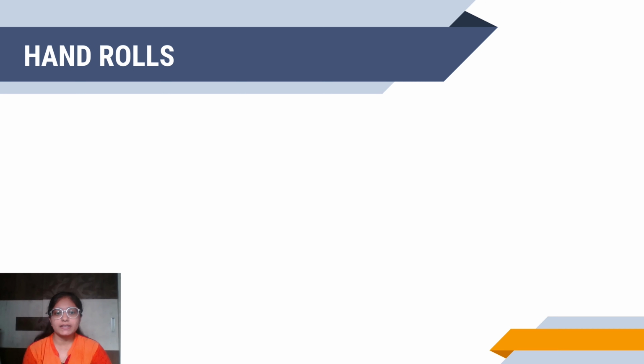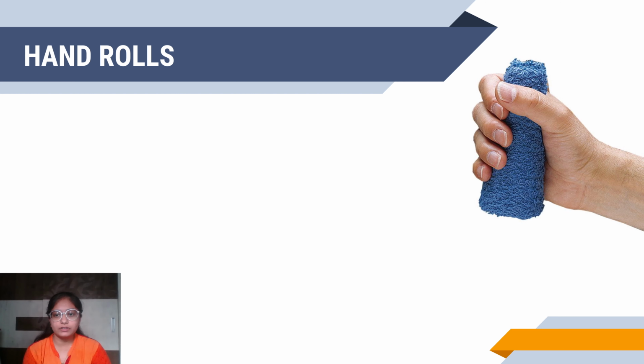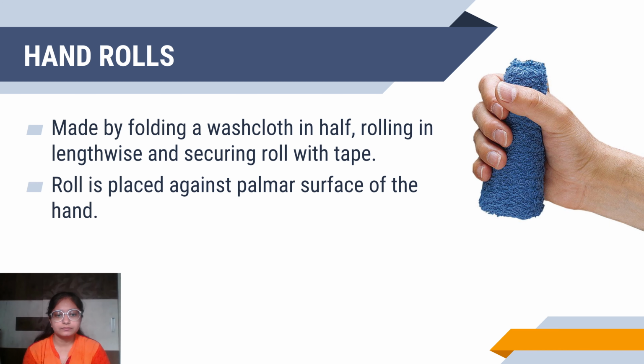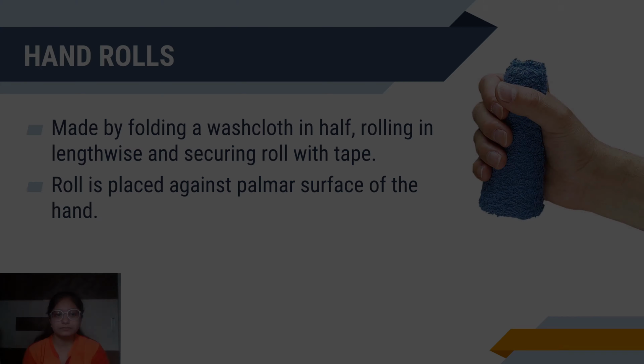Another comfort device is hand rolls. Picture of a hand roll. Hand rolls can be made by folding a washcloth in half, rolling it lengthwise and securing the roll with tape. How is the roll handled? The roll is placed against the palmar surface of the hand as seen in the picture.